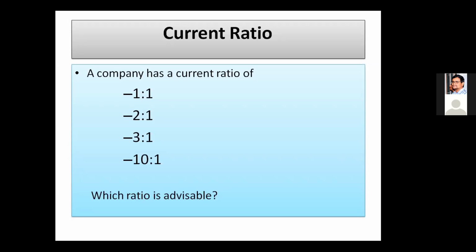As the ratio increases, current assets go on increasing, and your liquidity position goes on increasing. At 1:1 the liquidity position is very poor, at 2:1 the liquidity position has improved, at 3:1 it has improved still more, and at 10:1 your liquidity position is extremely strong, we can say. Now, I have raised the question of which ratio is advisable. The participants have to answer this question: which ratio is the best and, more importantly, why. That is very important here. Why is very important.